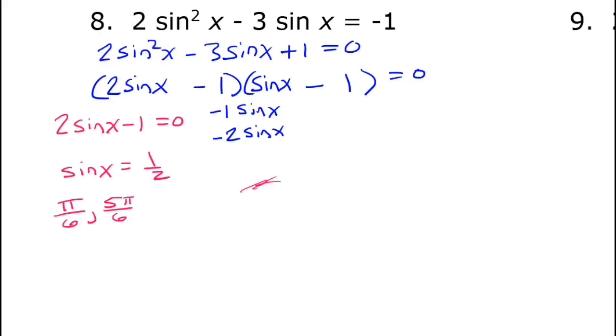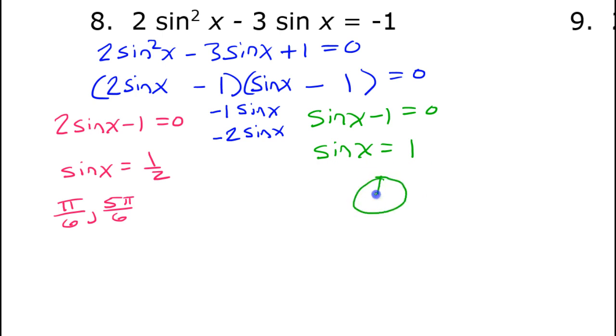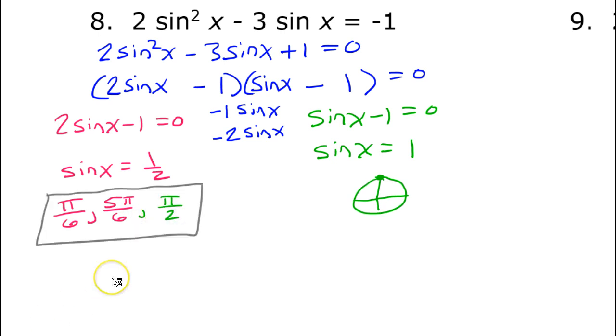Okay, on the other side, we have sine x minus 1 is equal to 0. Adding 1 to both sides, I have sine x is equal to 1. All right, so for this, I'm picturing the quadrantal angles. Sine is a y value. The y values will equal 1 at the very top of the unit circle. And that's why I will add on a solution of pi over 2. So these are the 3 solutions for problem number 8.